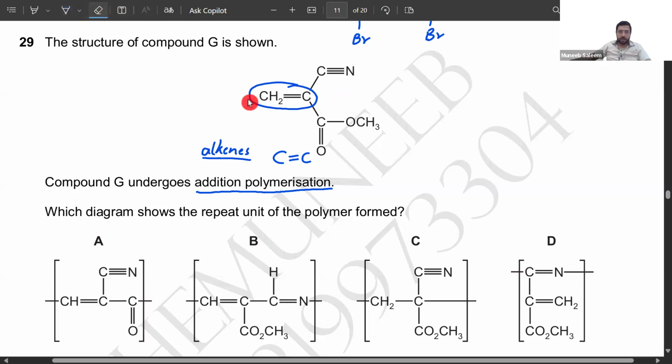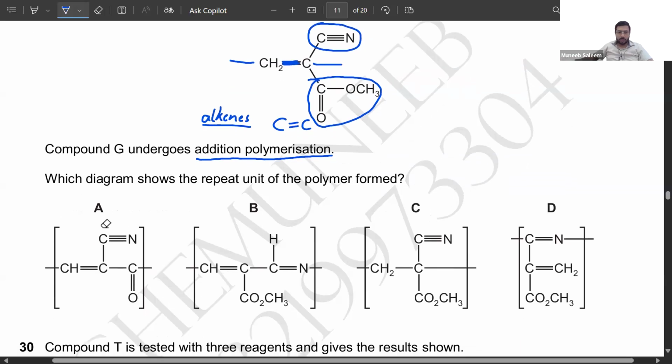So it means that we can consider that a dangling bond should be here and one dangling bond should be here, and this bond should convert into a single bond. Or you can say the continuation bonds are on either side and a single bond is in between. The rest of this portion will be present as a side group or substituent, and this should also be present as a substituent.